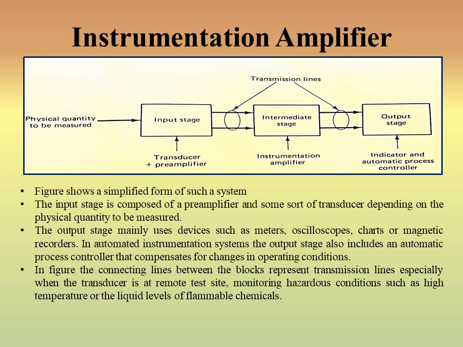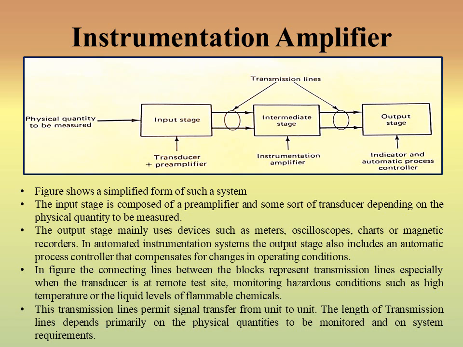So the connecting lines between the blocks represent transmission lines, especially when the transducer has a remote test site and monitors hazardous conditions such as high temperature or liquid levels of flammable chemicals. Now, why do we use a transmission line? Because a transmission line permits signal transfer from unit to unit, so the distortion of the signal is greatly reduced. So we have an undistorted signal.